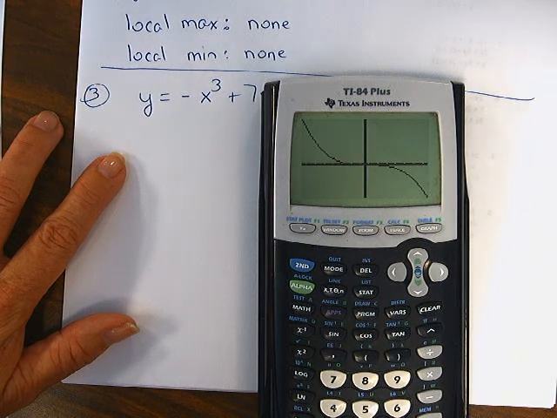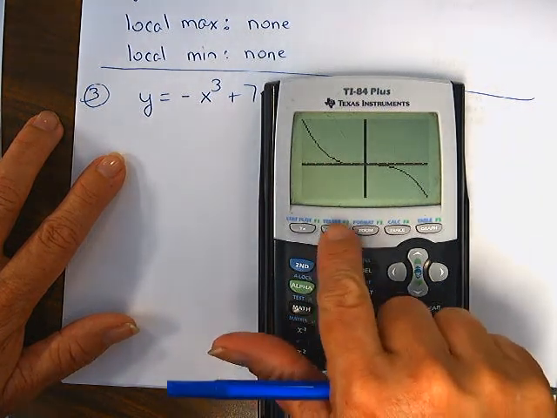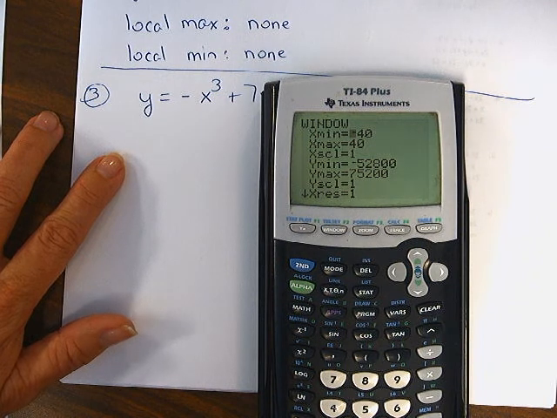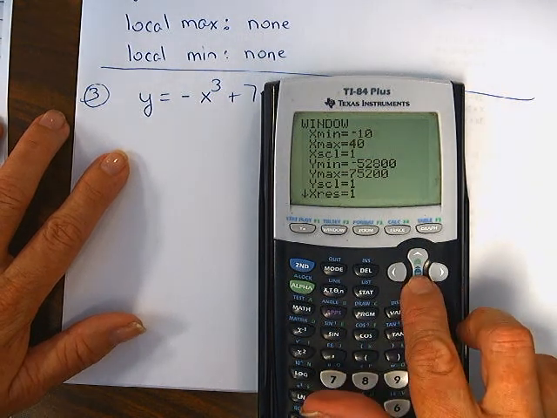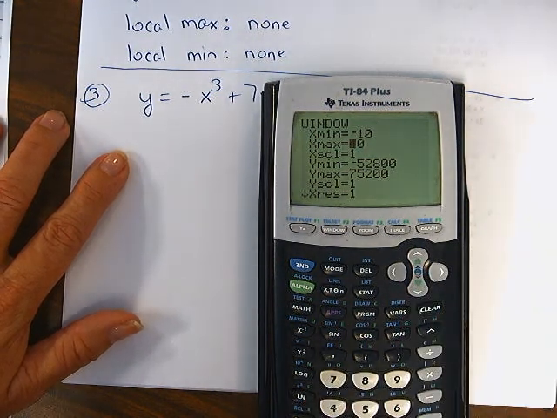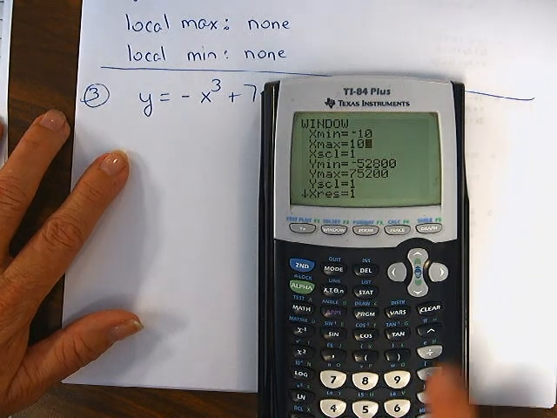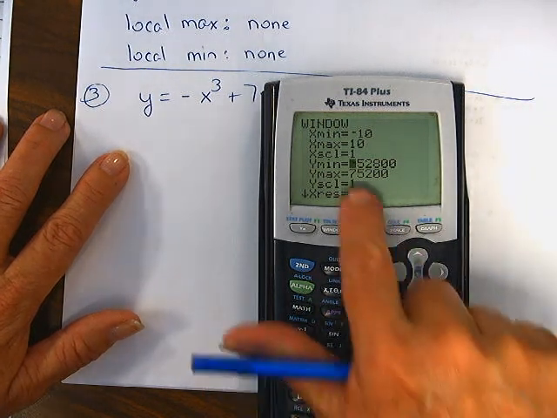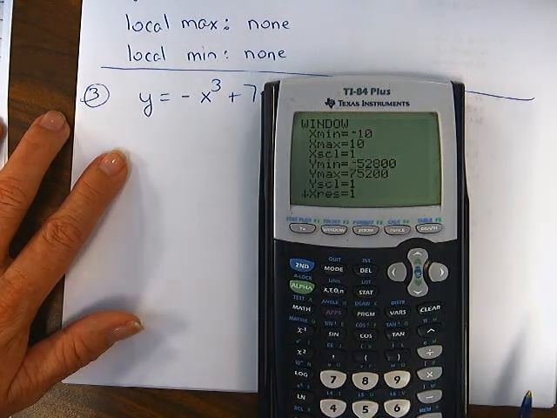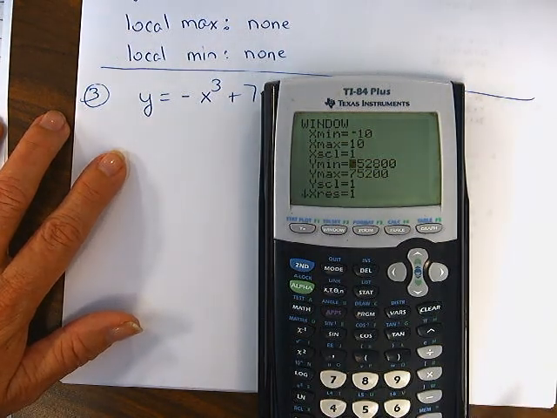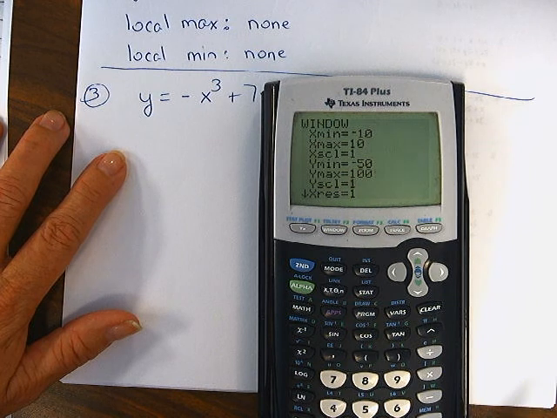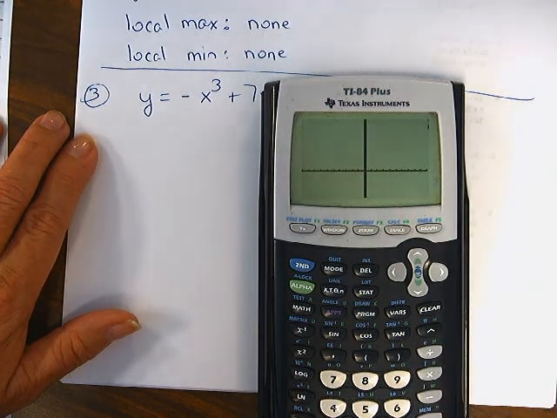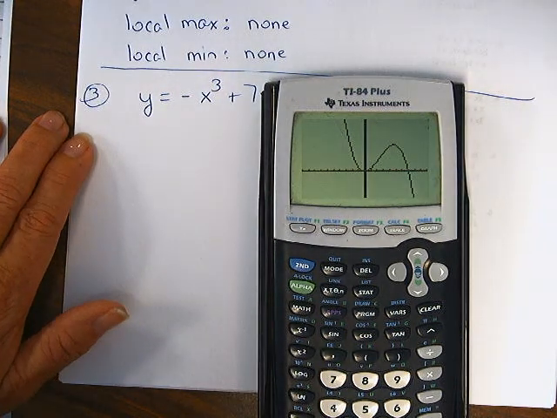That did not show us at all. Okay, back to our window. So I'm going to go from negative 10 in x, and I think we can still stay with positive 10. It's the y value we need to adjust. I do not want to go to negative 52,000. That's way too... Let's go from negative 50, how about? And up to a positive 100. And let's take a look at what it does. Okay, there we go. We can see it a little bit better.